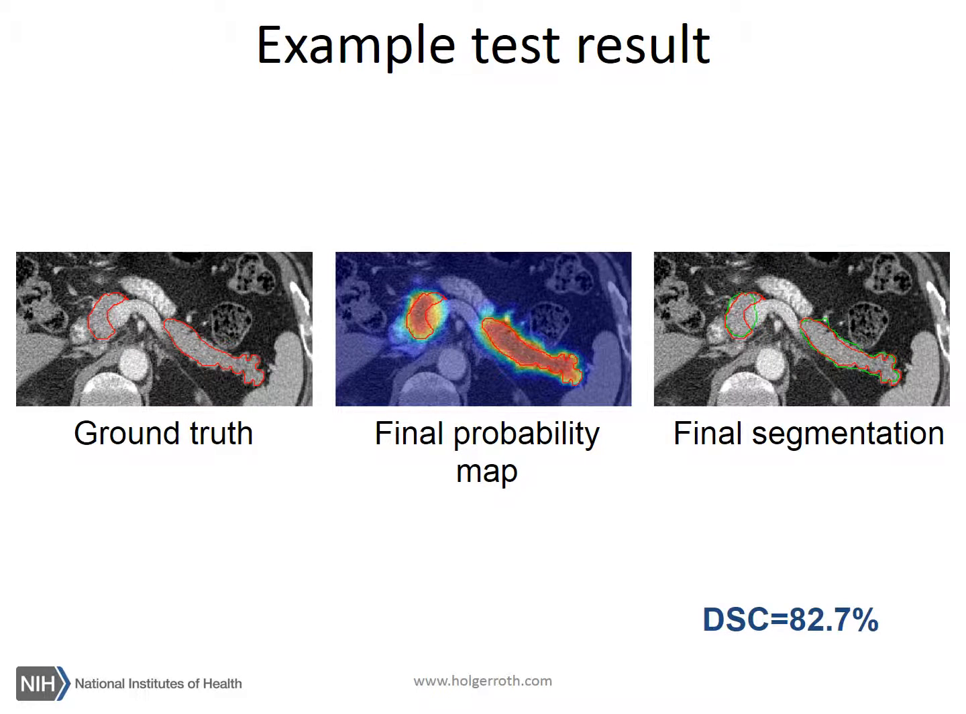A final example of the segmentation results can be seen here, with the ConvNet probability map and the binary segmentation thresholded at its best performing operating point.